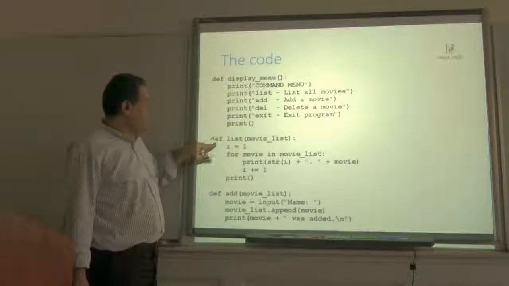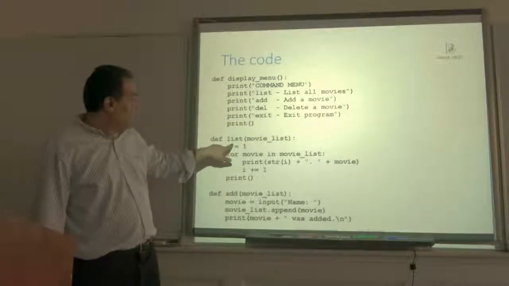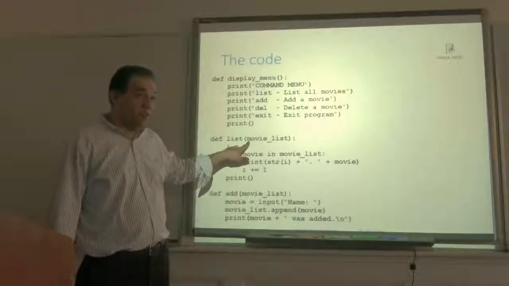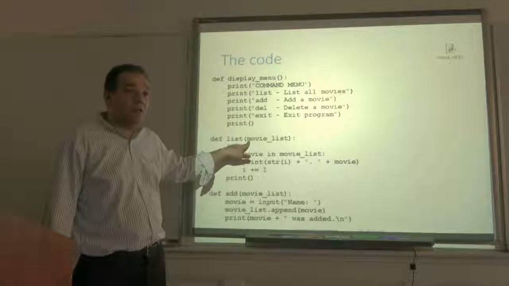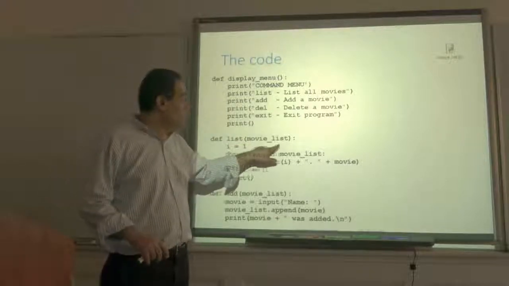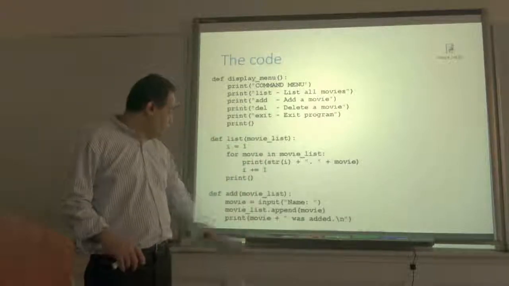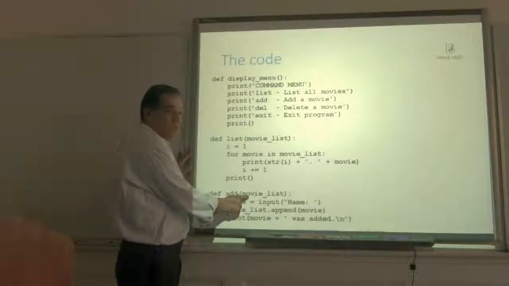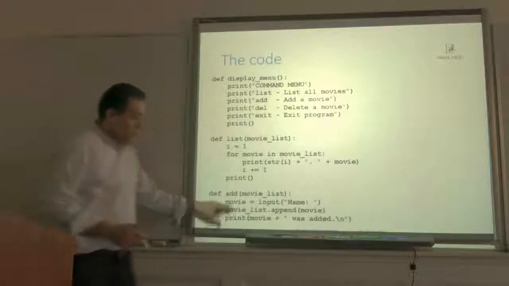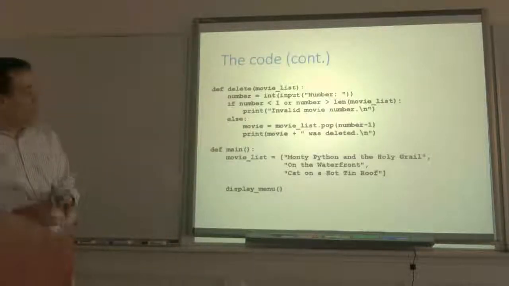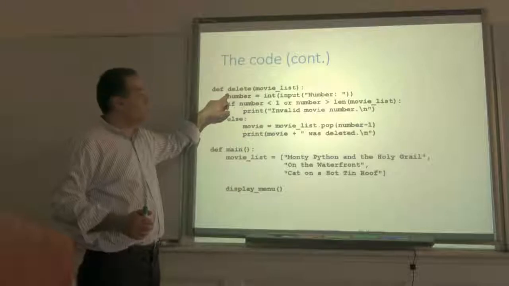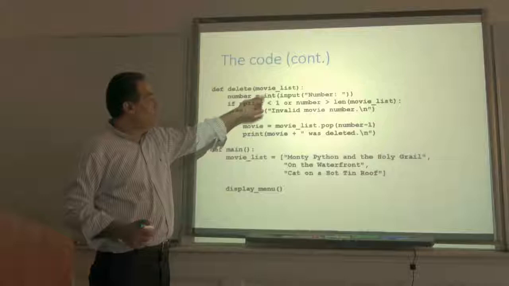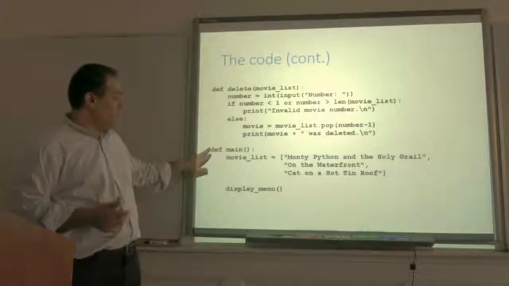Then you have a definition called list. What do you do with this? You list the movies. Where are the movies saved? In a list, we call it movie list. And this is the process. Then another function, to add a movie to the list, right? And that's how it works. And then another function to delete a movie from the list, delete. So what you're going to move here is the movie list. And then the main.